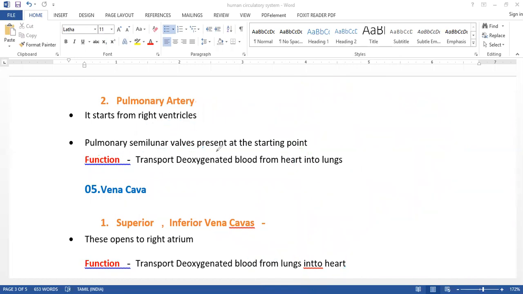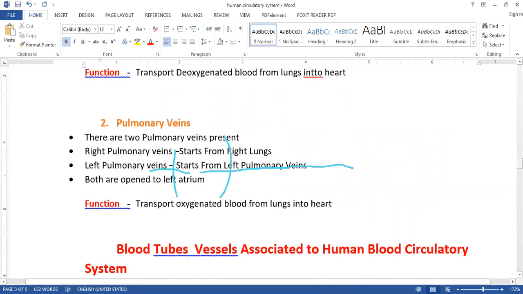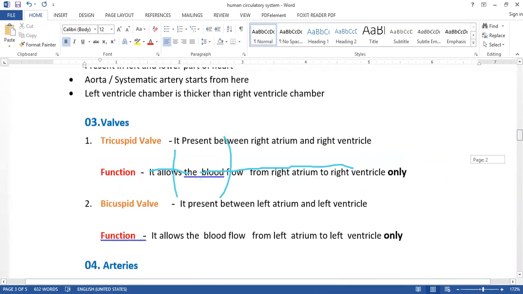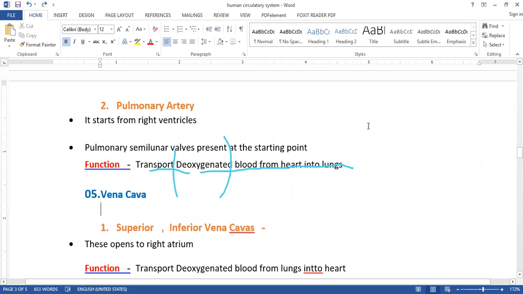So what is the main function of this one? I will explain this one. It transports deoxygenated blood from the heart to the lungs. I will explain deoxygenated, and what that is, later. So this is how you must talk about this. Next, the vena cavas. Actually, you must know the veins, the valves, and the veins. Next one is fine, right? Okay, fine. Vena cavas.